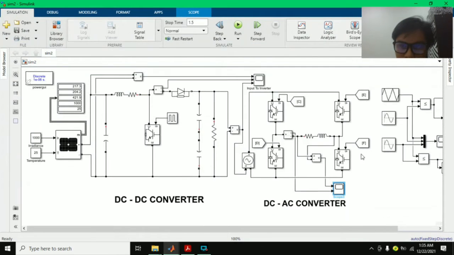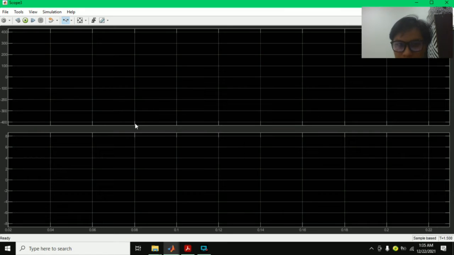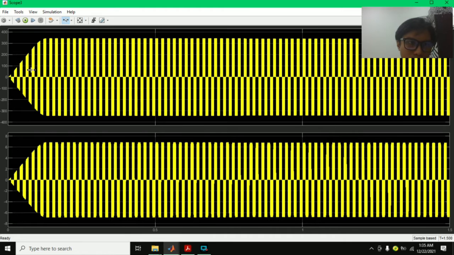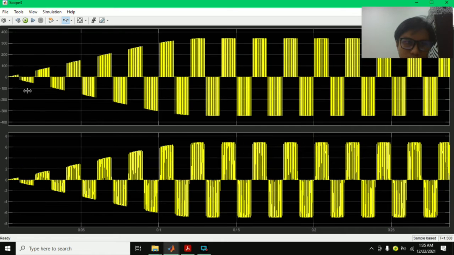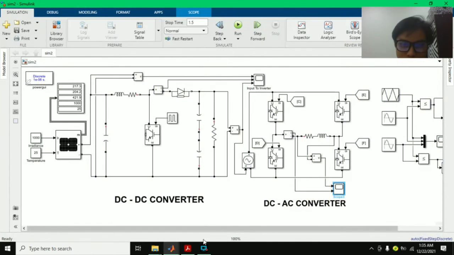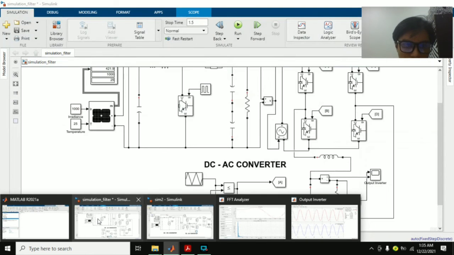So for the one without the filter, there's only the load here. Without the filter, the output will be like this. So the wave is not good without the filter. The wave is like a square wave, but we want to see a sine wave. That's what we want. So if we want that, we use the filter here.